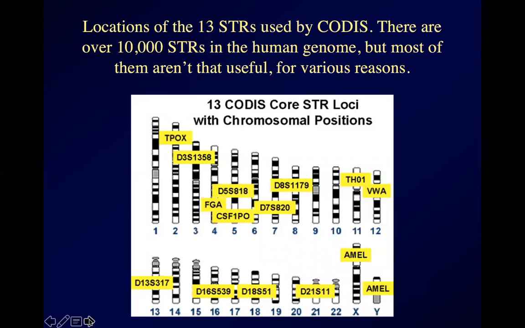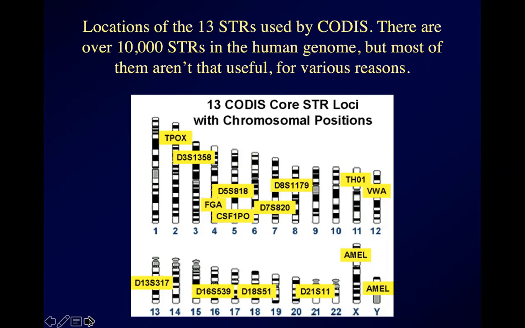This is where those STRs are located. Don't worry about memorizing these names. Let's just say that each one of these black and white stripy things is a diagram of a different chromosome. And on chromosome 2, there happens to be an area called TPOX. And that area of TPOX happens to have some short sequence that varies in the number of repeats. I might have 12 repeats at the position called TPOX, and you might have 9.